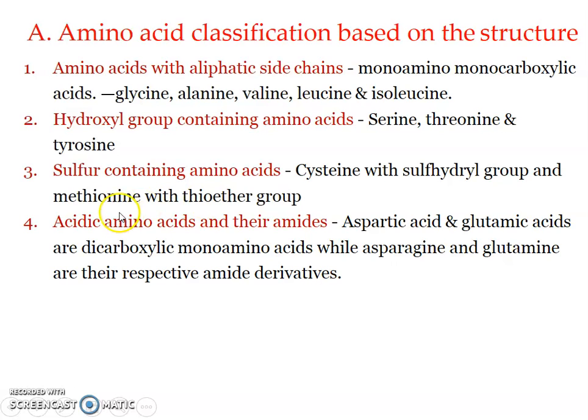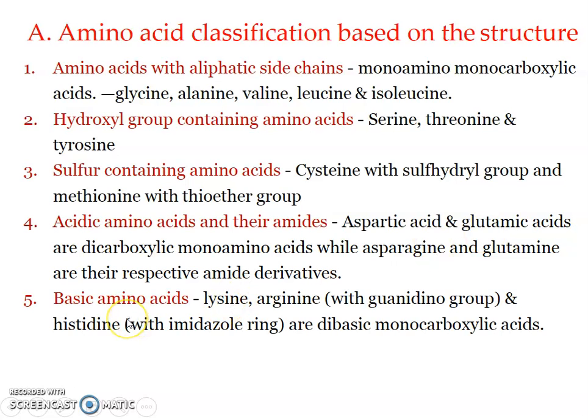Then acidic amino acids and their amides. I needn't tell you that, apart from the carboxyl group attached to the alpha carbon, there will be an additional carboxylic acid. So it is a dicarboxylic acid, monoamino acid: amino acids having a single amino group and two carboxylic groups. We have only two examples, aspartic acid and glutamic acid. And then there are amides, asparagine and glutamine. These are the amide derivatives of aspartic acid and glutamic acid.